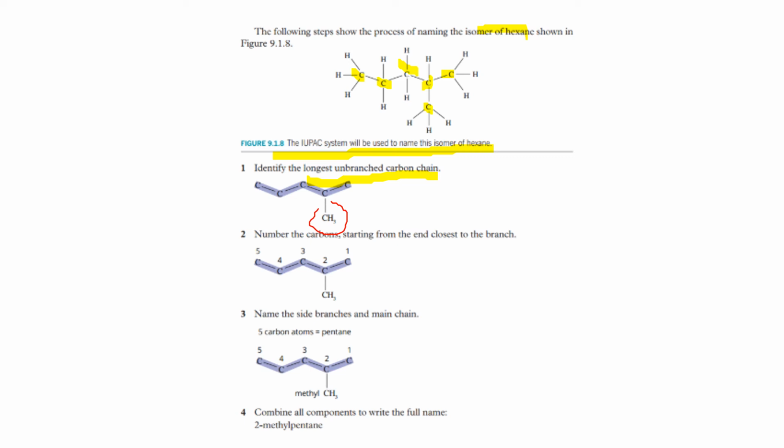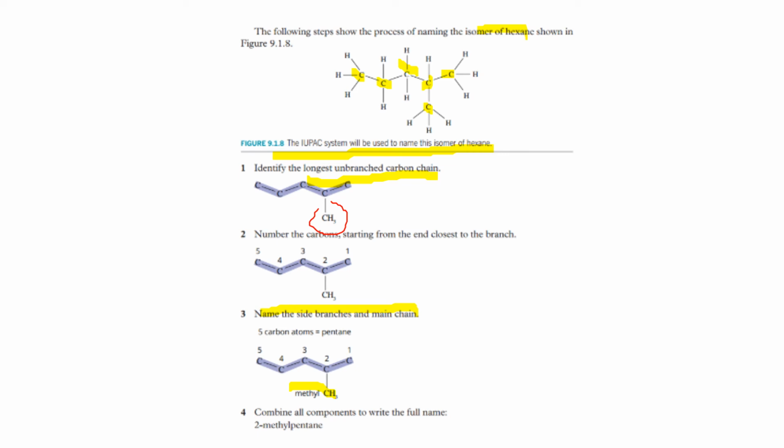Step 3, name the side branches and the main chain. So you have 5 carbon and you have that one side chain which is the methyl. It's known as methyl, because there's only 1 carbon on that particular branch. When you combine all that, make sure you do not leave any gaps between the name itself. The whole thing has to be as one word.